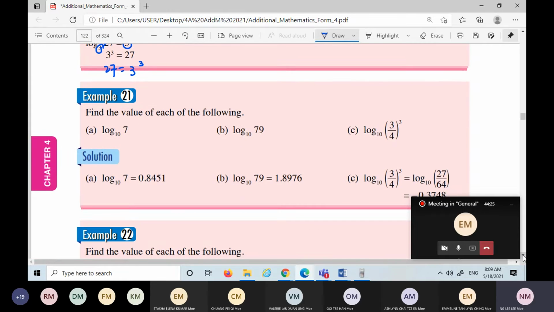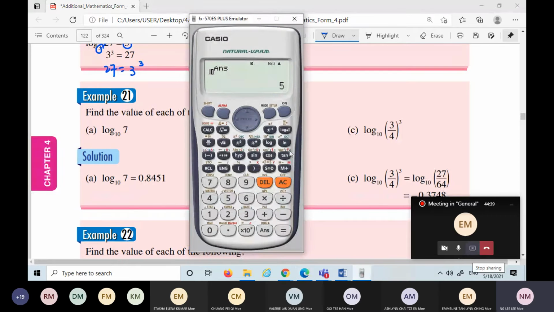Find the value of each of the following. This one is very simple actually. All are base 10. Base 10, you just press the calculator. Take out my calculator. The first one, log 7, you just press log 7. Here you see the same thing, they don't write the base. This is base 10. Log 7.